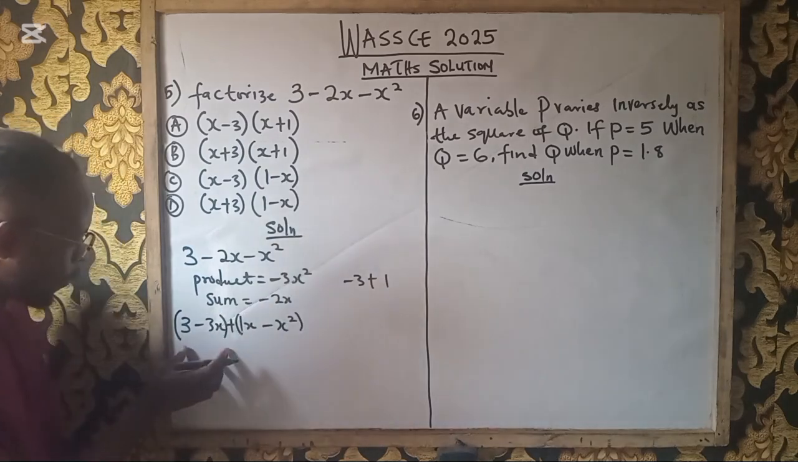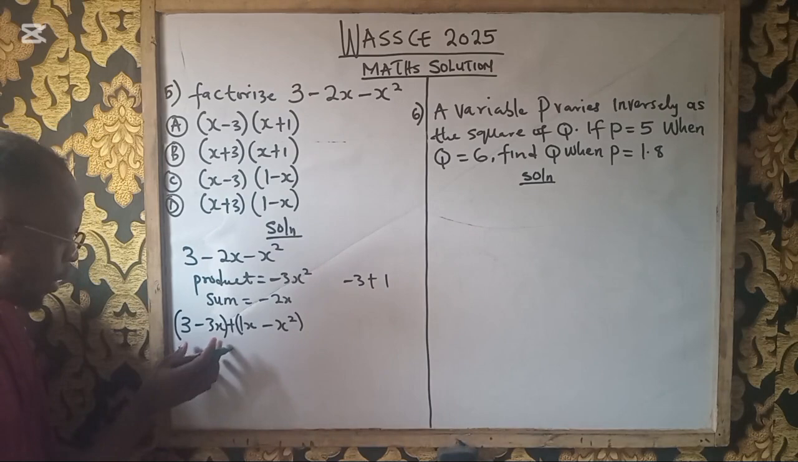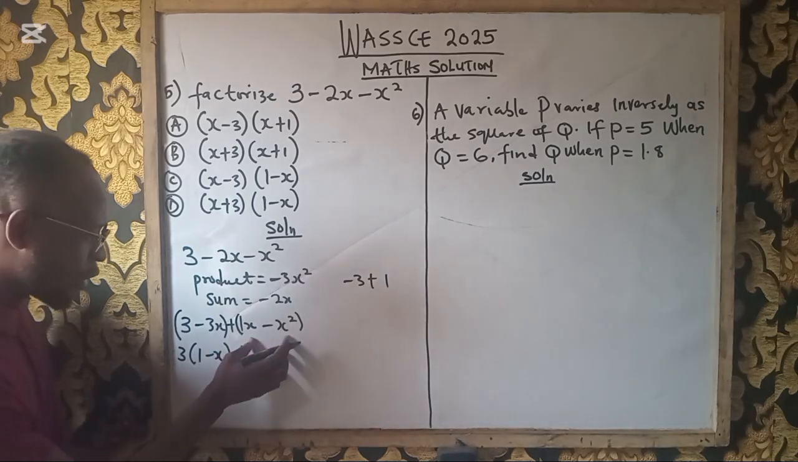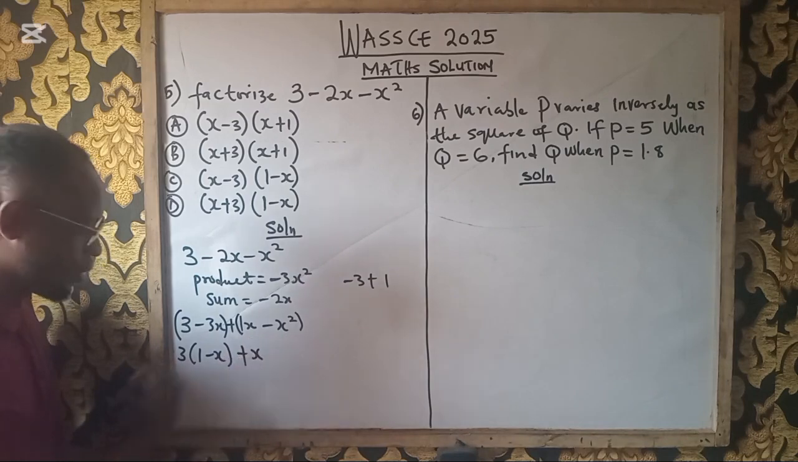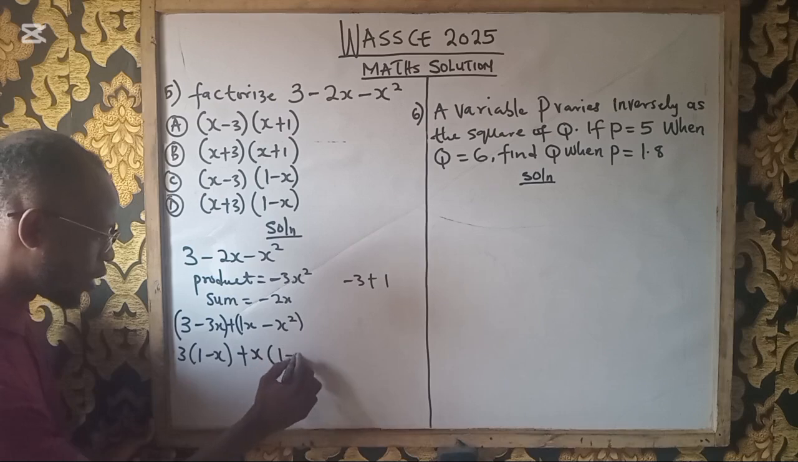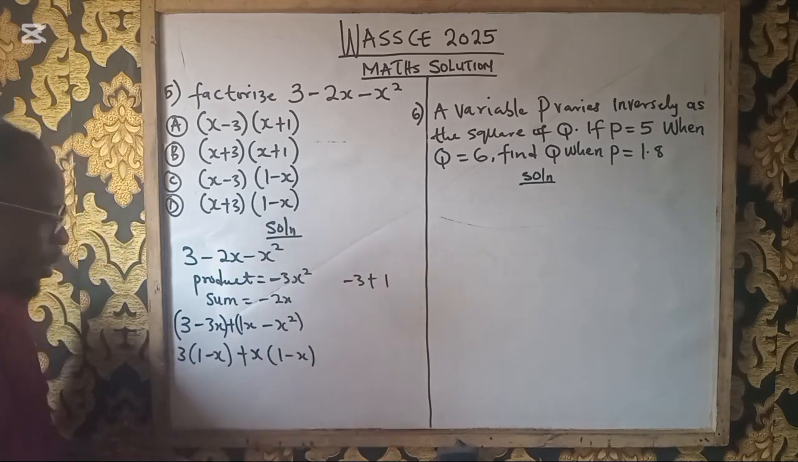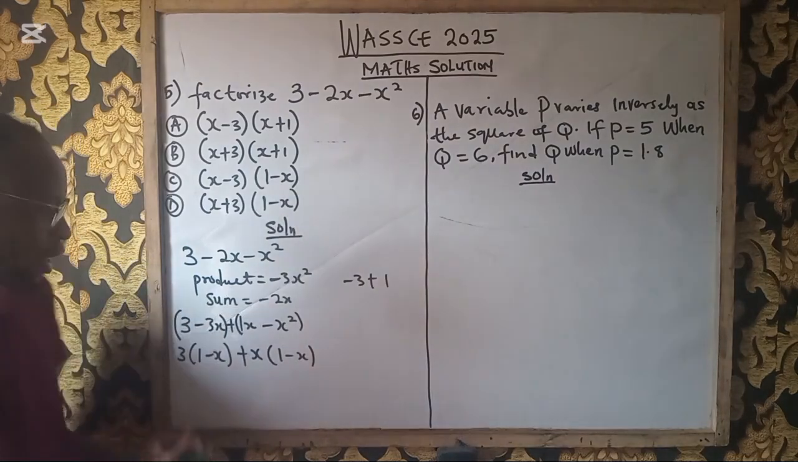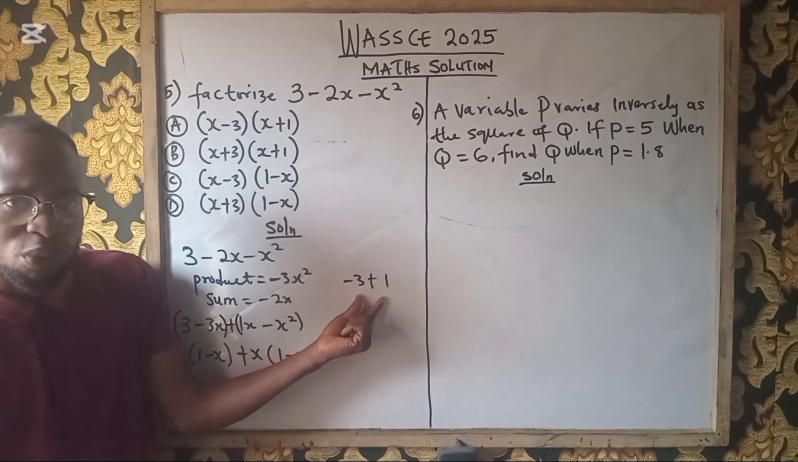Okay? The common factor here is 3. The common number here is what? 3. So you have 1 minus x over here. Right? So plus, the common factor to this one is what? x. Then you have 1 minus x. That's the rule. The rule here is that the one in the bracket must be the same thing. Since they are the same, that means we are correct with what we used.